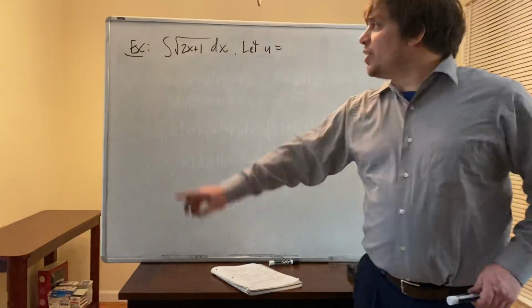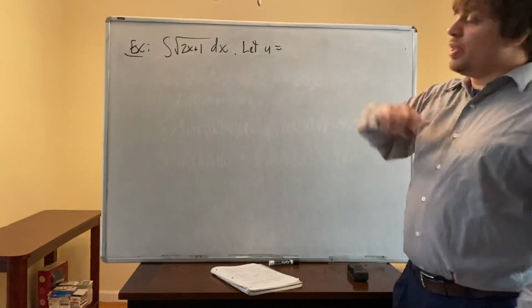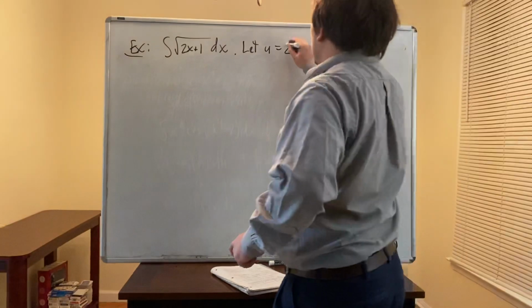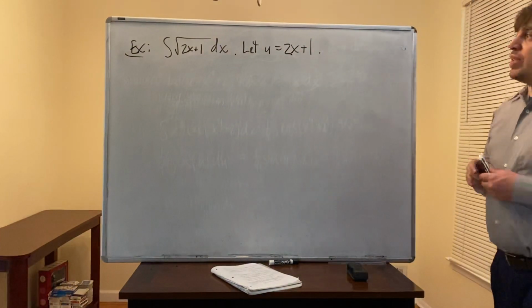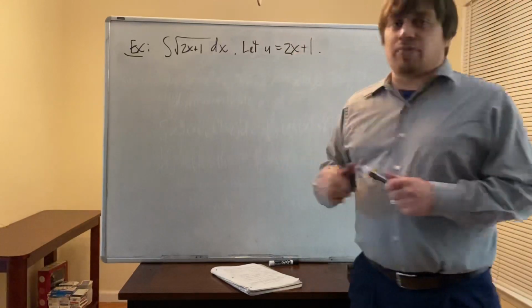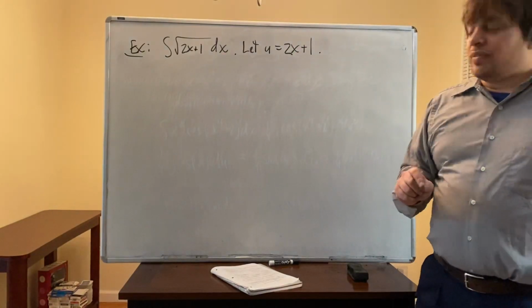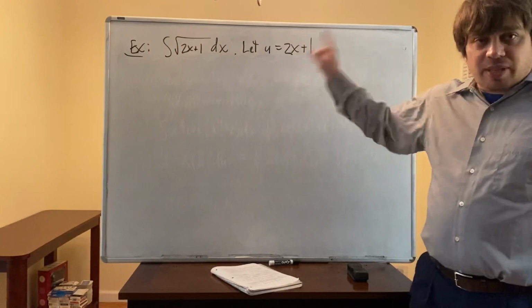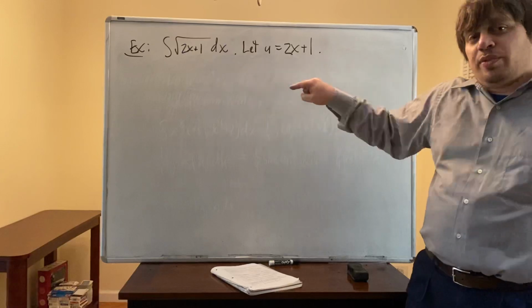That's the weird part, right? You're taking the integral of the square root of 2x plus 1. So let u be 2x plus 1. Don't let u be the square root of 2x plus 1. You want u to be something hopefully simple. Right? You want u itself to be simple. Not always, but you'd prefer it if the u you chose was simple.